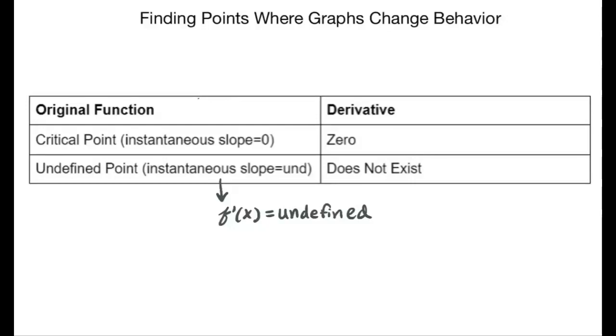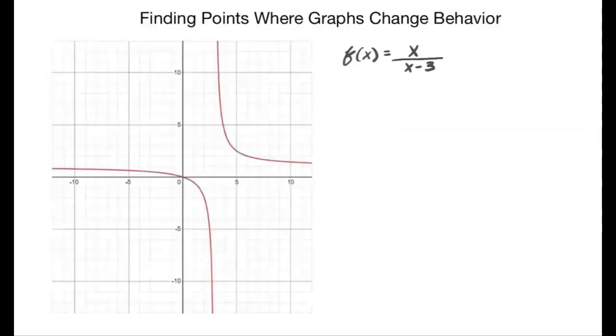Great question. All critical points must be in the domain of the function. If a point is not in the domain of the function, then it cannot be a critical point. Since an undefined point does not exist in the domain of a function, it cannot be a critical point. For example, we will look at the function f of x equals x divided by x minus 3.